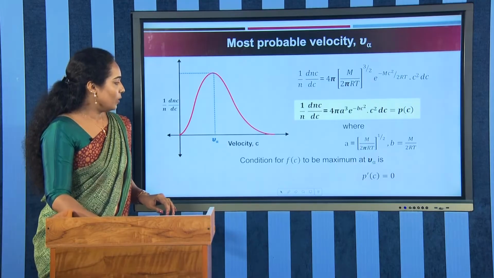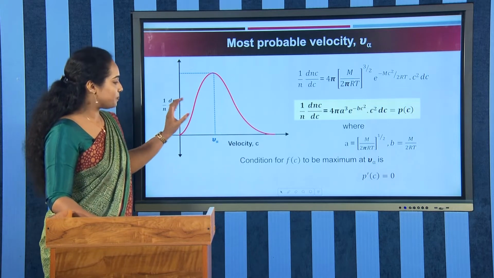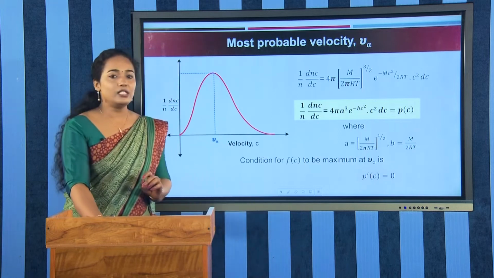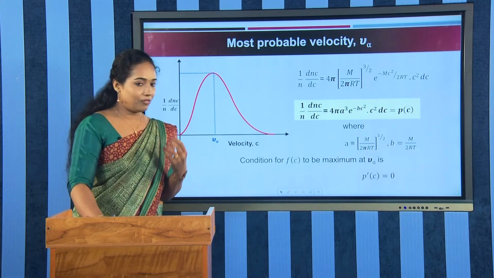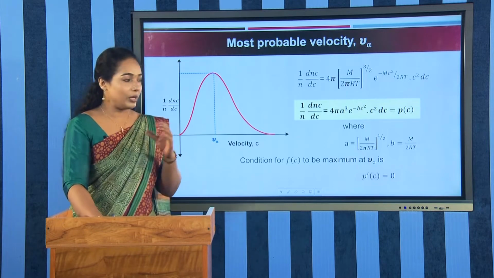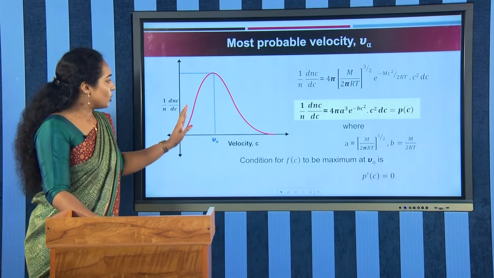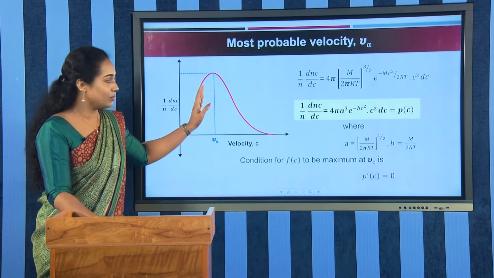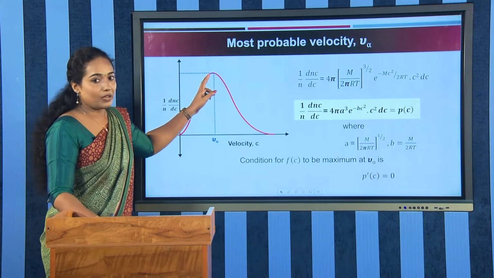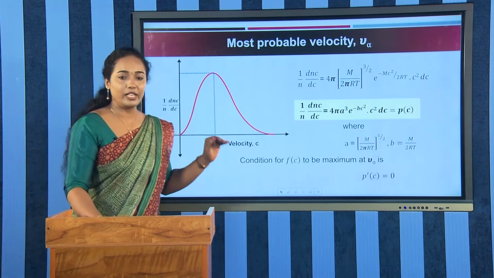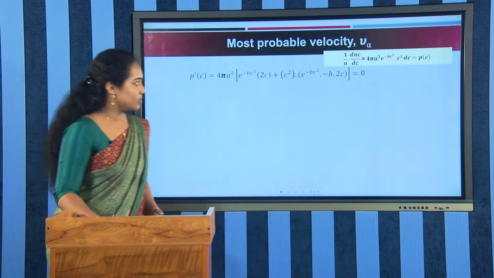In order to find the most probable velocity, I need to give a condition, that is P dash of c equal to 0. In lower classes we have studied that if the first derivative of a particular function is equated to 0, we get the most probable value of that function. The same condition we are applying here, because in this Maxwell distribution curve, the point with the highest value is the most probable velocity. So, if we find the first derivative of this function and equate it to 0, we get the peak value. So we apply the condition P dash c is equal to 0.